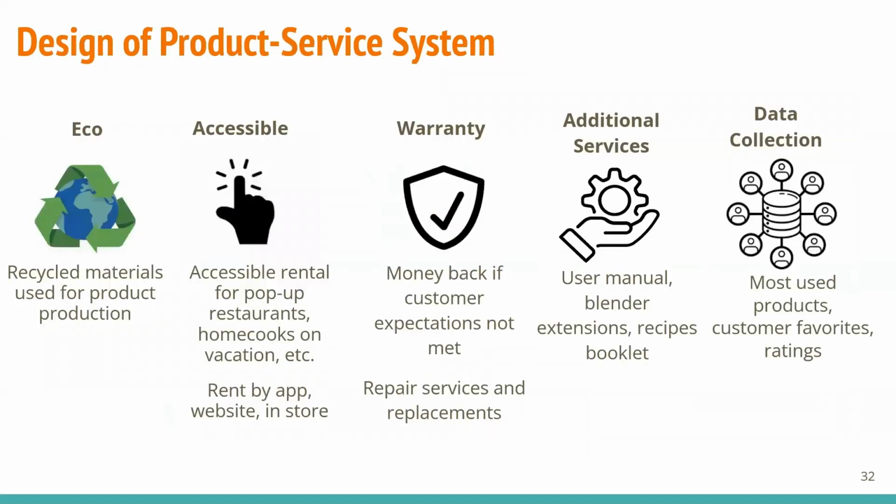This product also provides other services for the user in order to improve their experience and reduce the impact on the environment. Recycled metals and plastics will be used during production. Blenders will also be available for rent, allowing for each product to be used by more people and reduce overall material consumption. Rentals will be accessible by app, website, and in-store. There's also a warranty that includes repair services for the benefit of the user and to reduce quantity of discarded blenders.